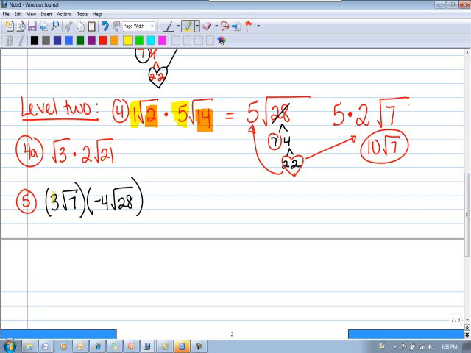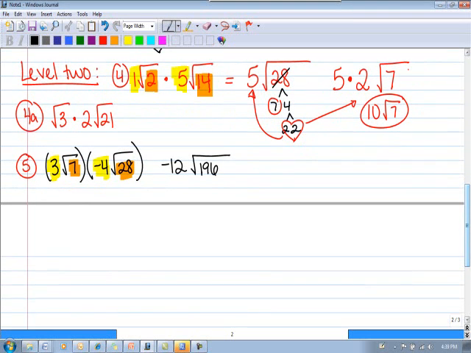Okay? Multiply the numbers outside. 3 times negative 4 gives us negative 12. Multiply the numbers inside. 7 times 28 gives us 196.